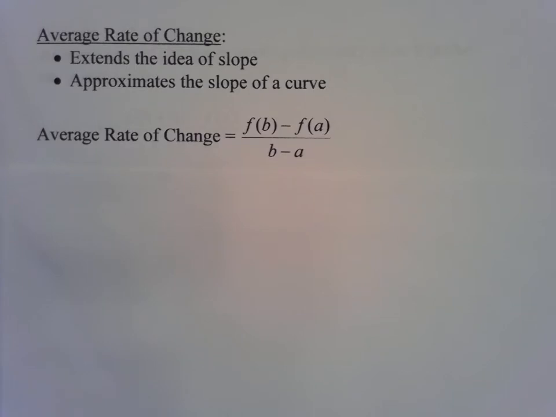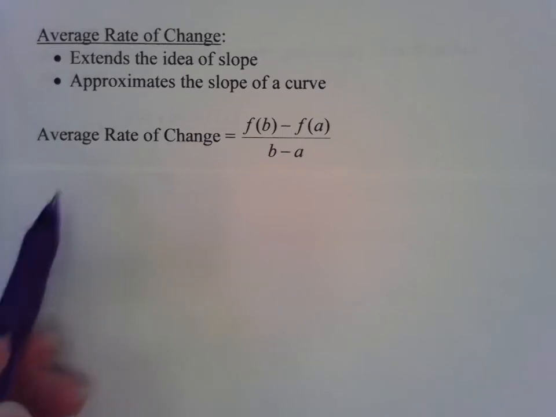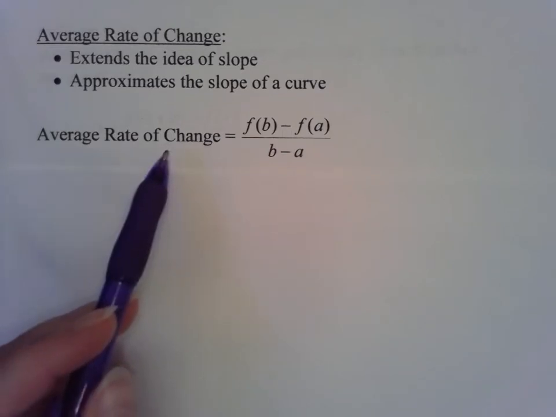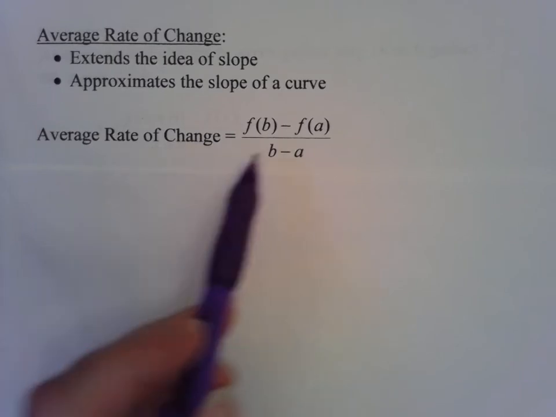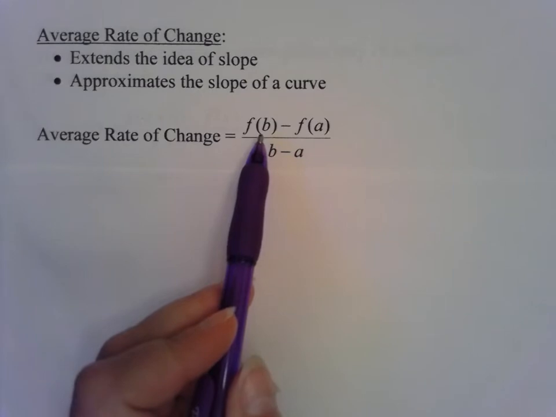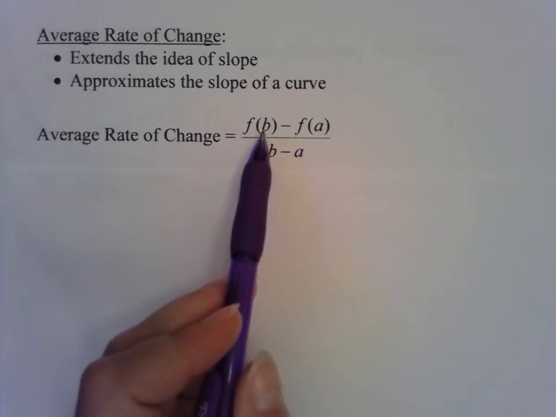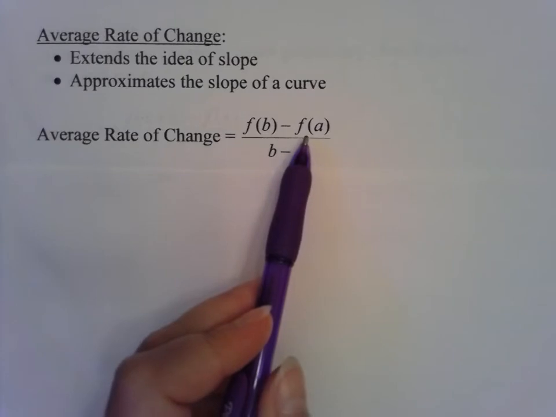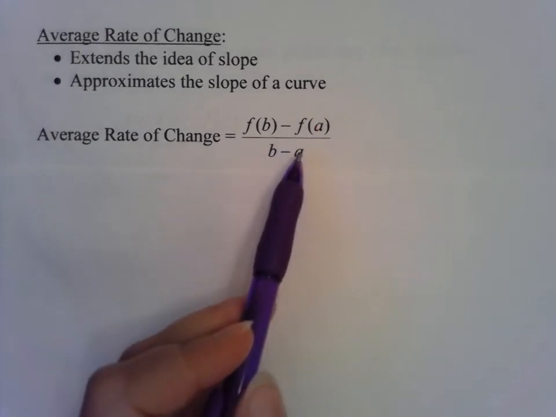We are just taking a little step in this direction when we talk about this idea, and the next one, calculus, is really where you start to get serious about calculating the slope of a curve. We're just going to give you a little bit of information about this, but I want to tell you what it's based on. Okay, so the average rate of change is basically the slope formula, but we use function notation. So really this is the y value when I use b as my x, and this is the y value when I use a as my x.